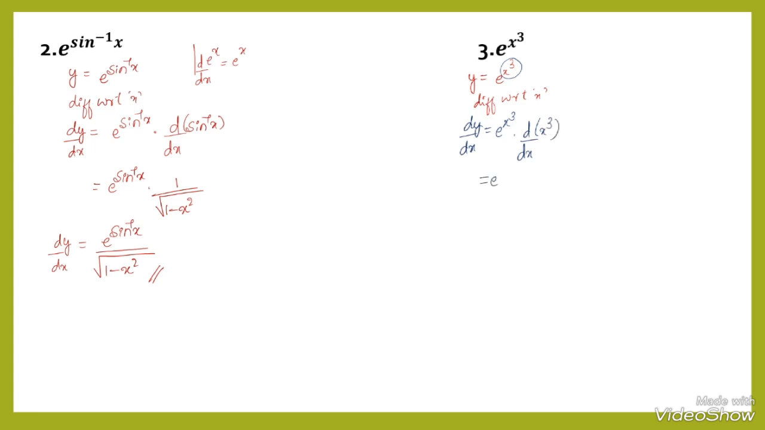Now e to the power x cube, again differentiation of x cube. Already we learned that differentiation of x cube will be, reducing the power, 3 into x square. So I can substitute here 3 into x square. Therefore, dy by dx is equal to 3x square into e to the power x cube. This is the solution of the given problem.